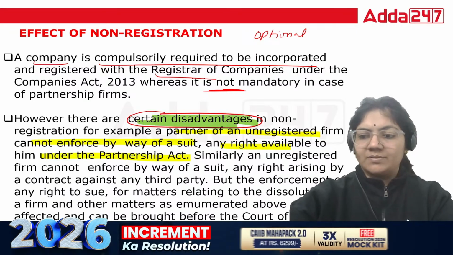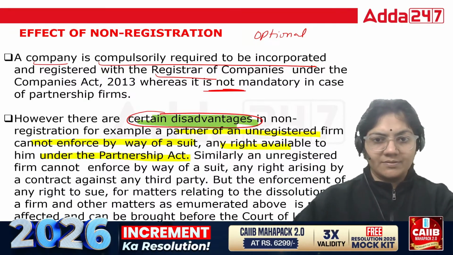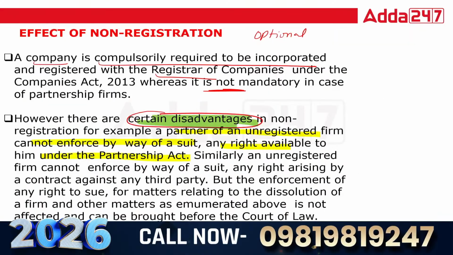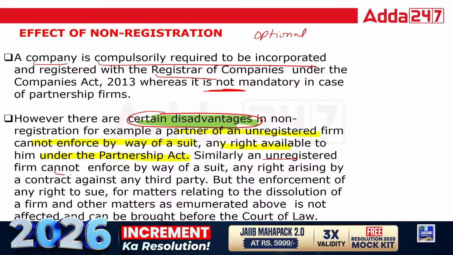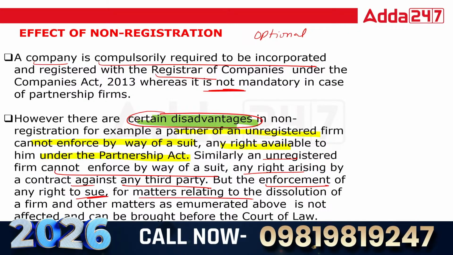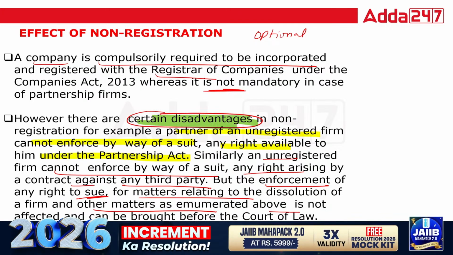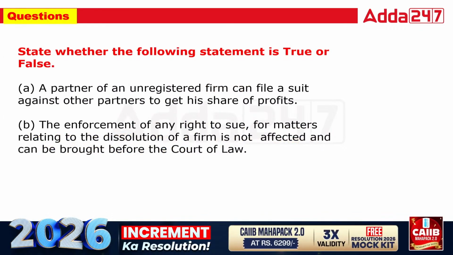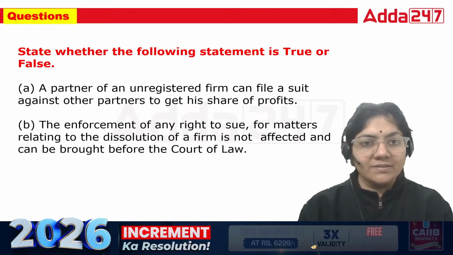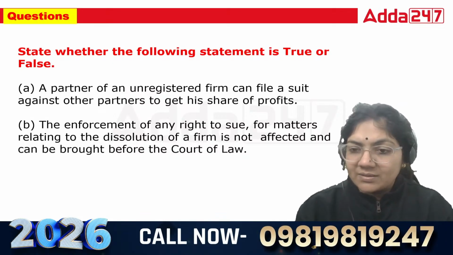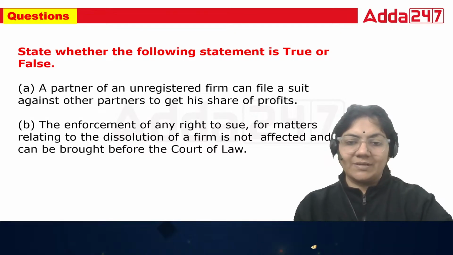You can also see what is written here. Similarly, an unregistered firm cannot enforce by way of suit any right arising from a contract against any third party, but the enforcement of any right to sue for matters relating to the dissolution of the firm and other matters enumerated above is not affected and can be brought before the court of law. That's a simple one. Now, a partner of an unregistered firm can file a suit against another partner to get his share of profit. Tell me, class.